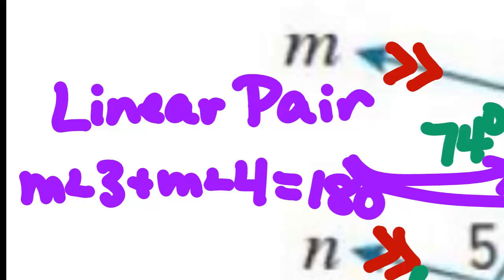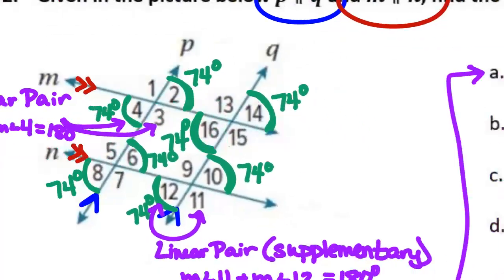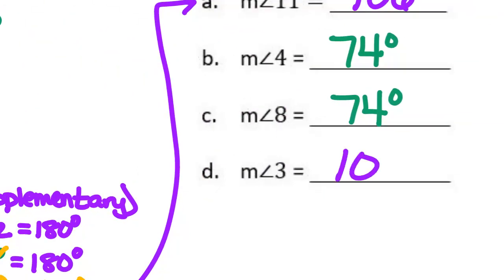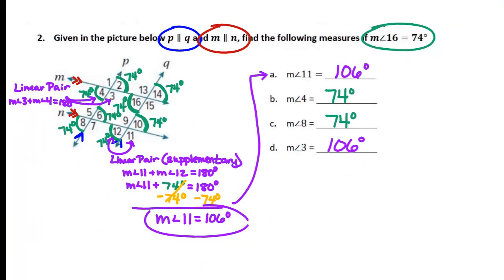I don't need to solve that all over again. If angle 4 is 70 degrees and together angle 3 and 4 add up to 180, how big would angle 3 have to be? 106. Solved the exact same way we found angle 11.